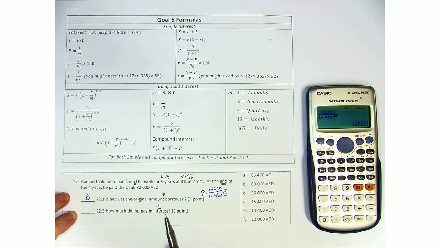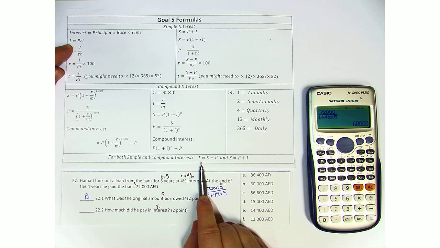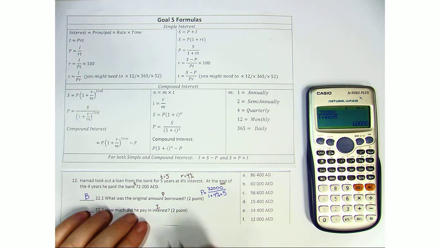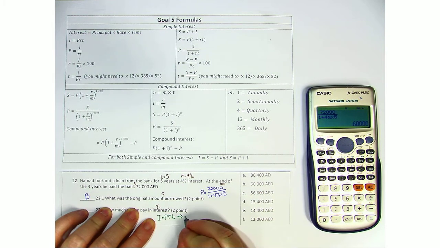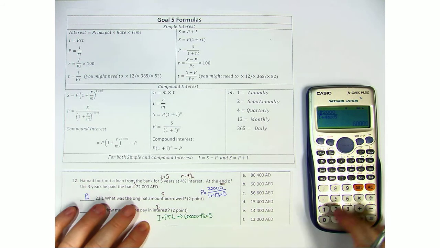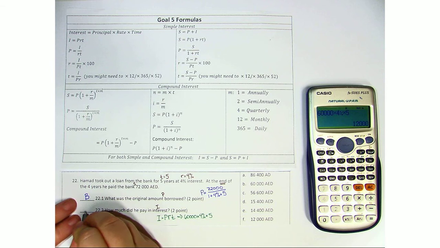The next step is we need to find how much they paid in interest. Now, interest, we can either use I equals PRT, or we can use I equals S minus P. Either one that you want to do. I'm going to go ahead and do both so that you can see both of them on here. If you were to do I equals PRT, the principal that we just found was 60,000 dirhams. My rate is 4%, and the time is 5 years. So 60,000 times 4% times 5 gives me an interest of 12,000 dirhams.